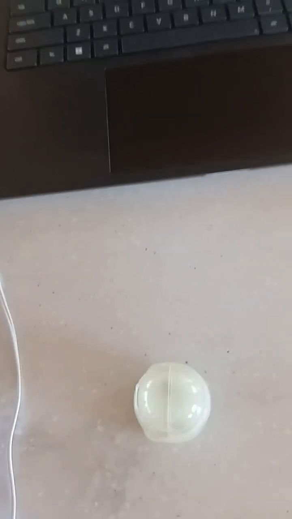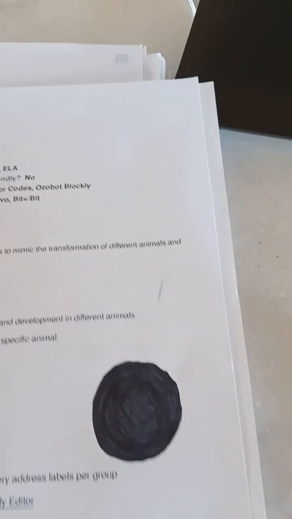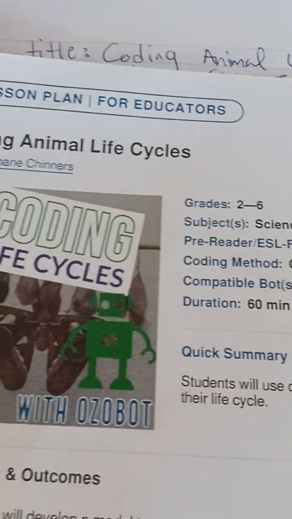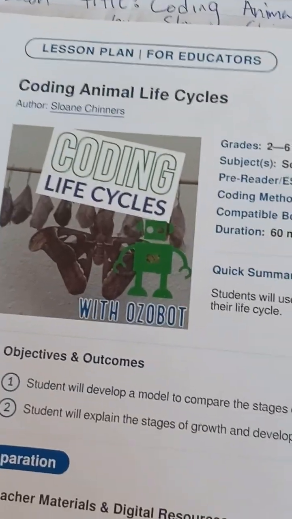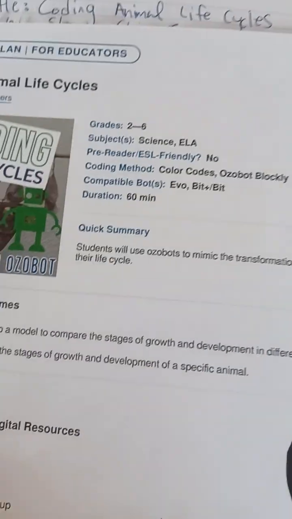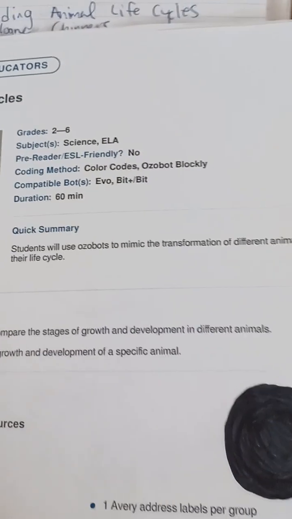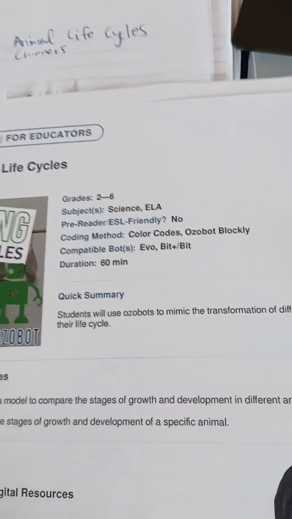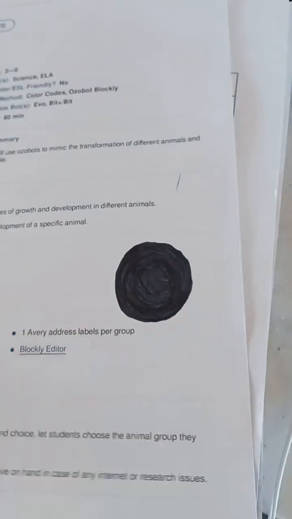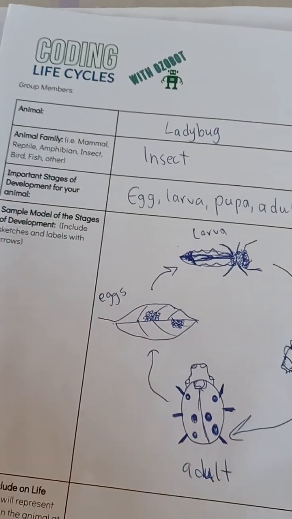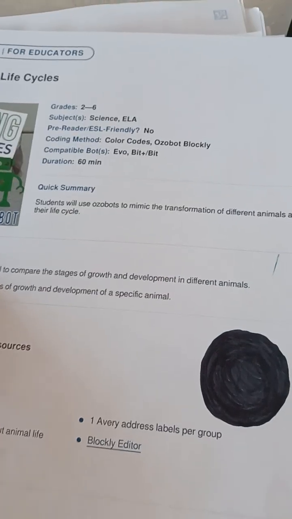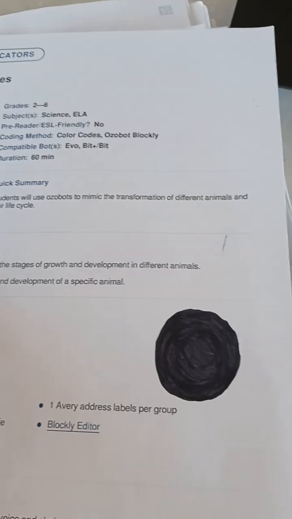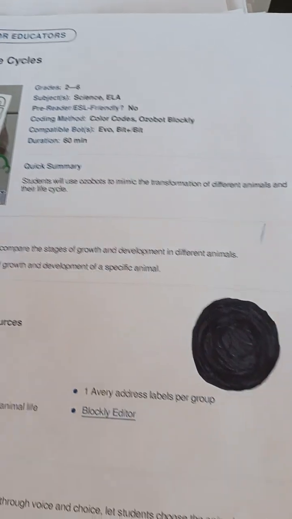So this is for our Ozobot STEM lesson. The title that I got for the lesson was called Coding Animal Life Cycles, and I got it off the Ozobot block website. Then I'll just go through the lesson with you. Basically, the summary was students will use Ozobots to mimic the transformation of different animals and their life cycle.